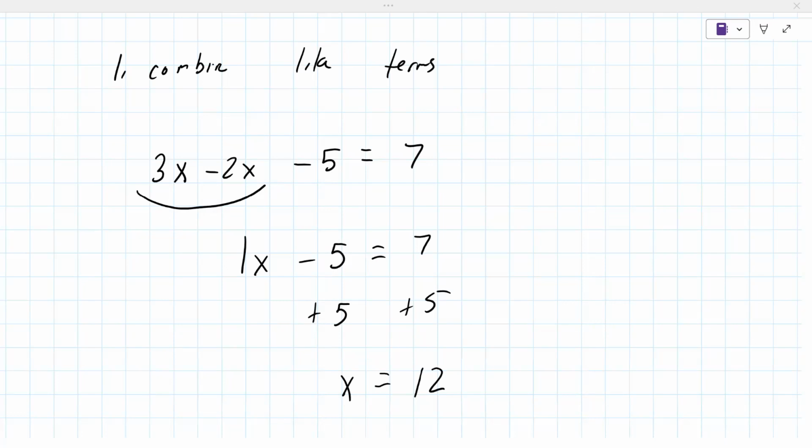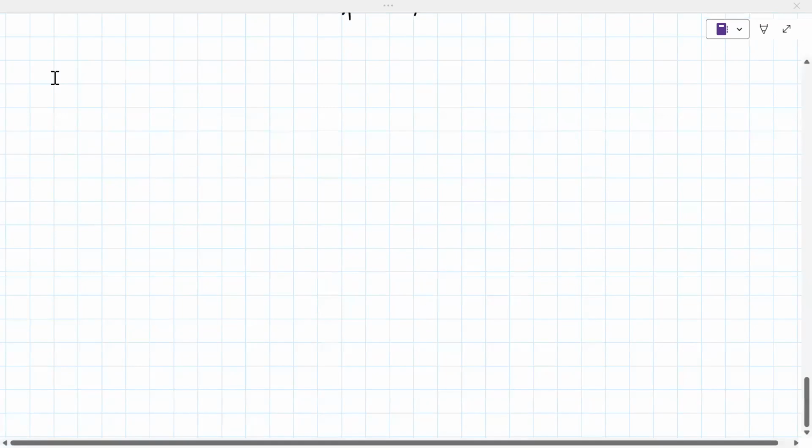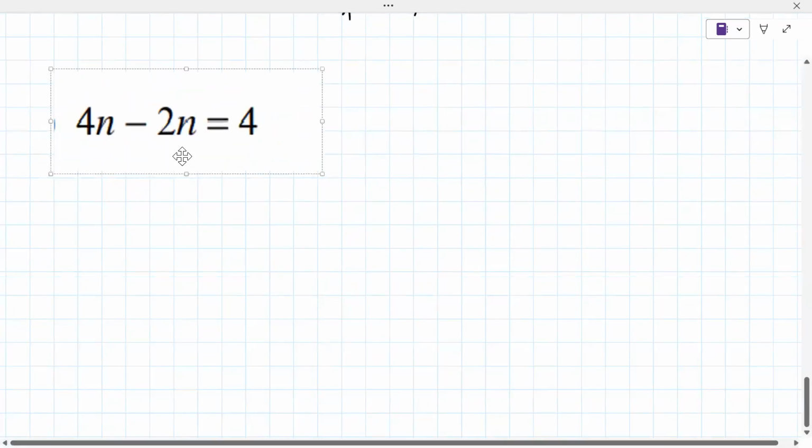So here's a pretty trivial example. I'll put it up here again. You can try this. On the left here, you've got variables that you can combine.